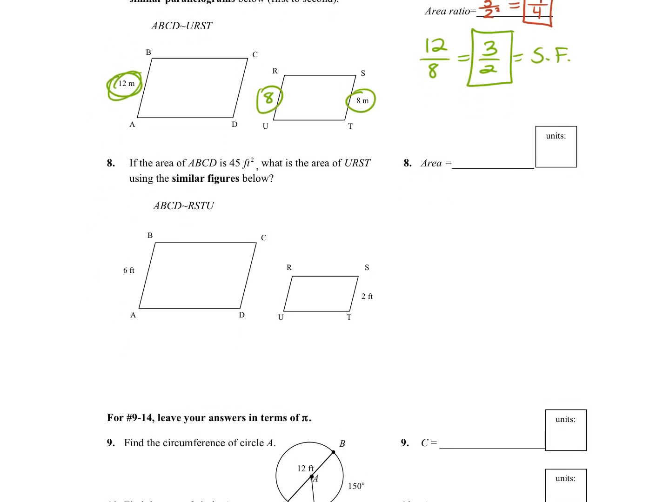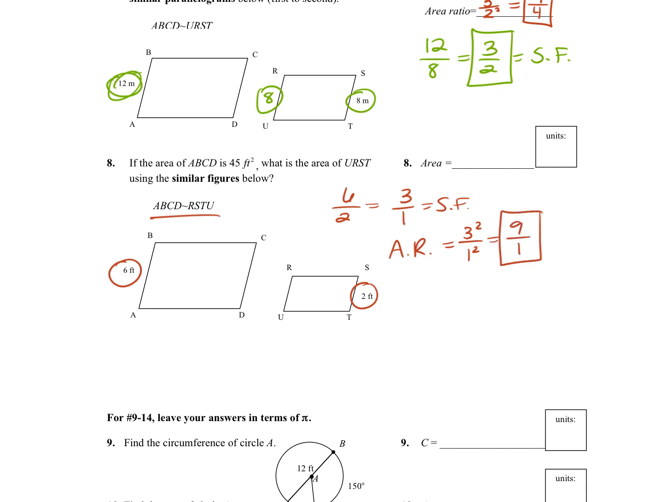All right, number 8 says if the area of ABCD is 45 square feet, what is the area of URST using the similar figures? So they are similar, okay? That means they're proportional. So our scale factor is 6 to 2, or reduce that to 3 to 1, okay? That's the scale factor. We're talking area. So you need to turn that into an area ratio by squaring it. 3 squared over 1 squared is 9 to 1. Okay, that's your area ratio.